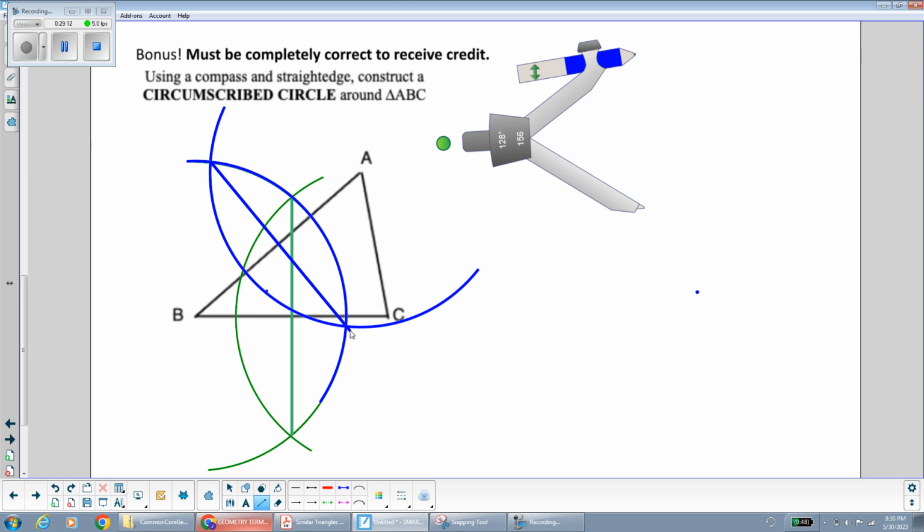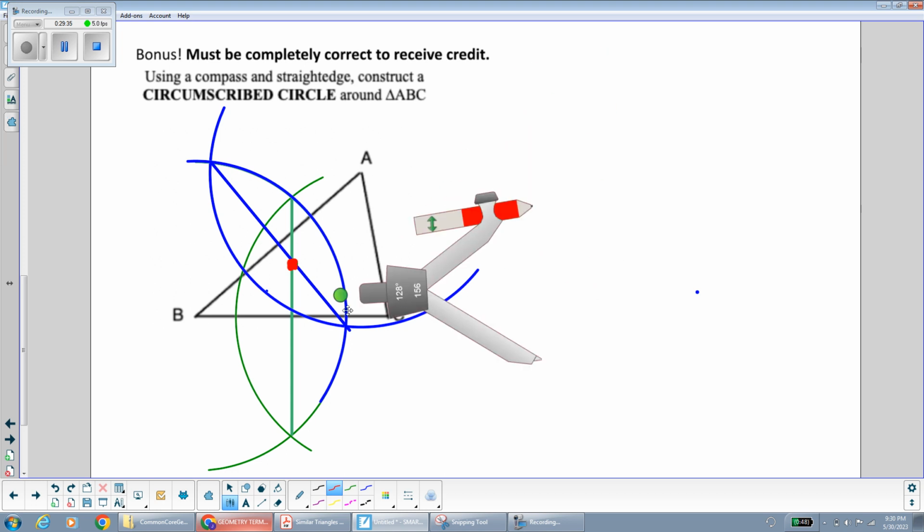So the circumcenter is where the perpendicular bisectors meet. To be super accurate, we could do another one, another perpendicular bisector of the last side, but 2 is enough to see where they intersect. So now that's the circumcenter, the point where the perpendicular bisectors meet.